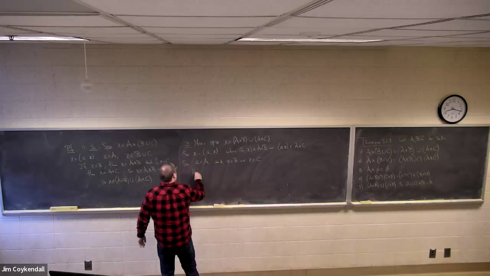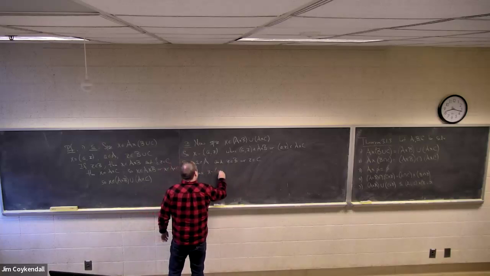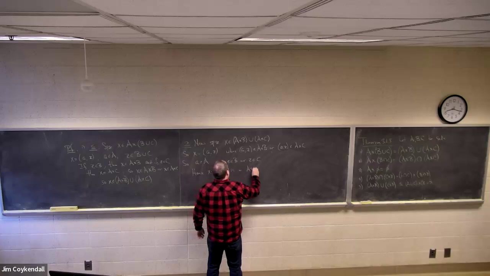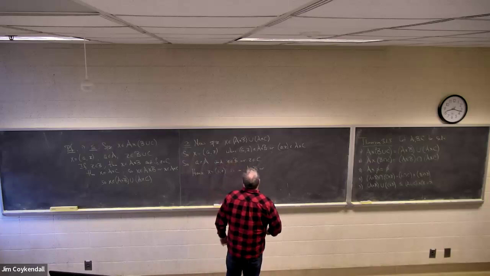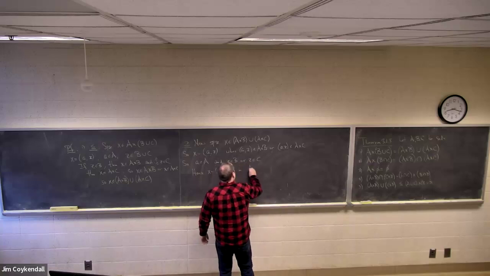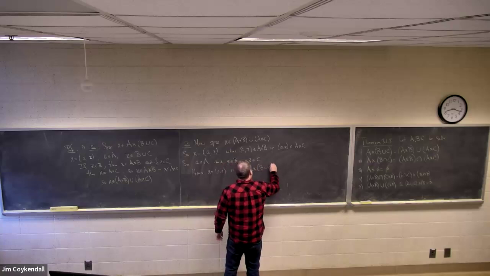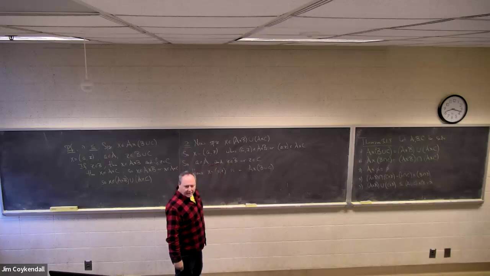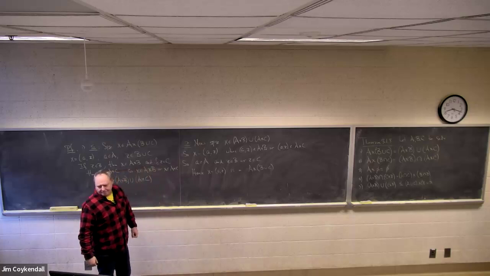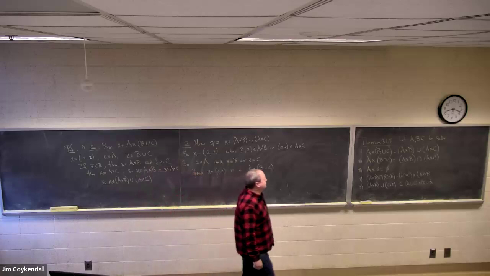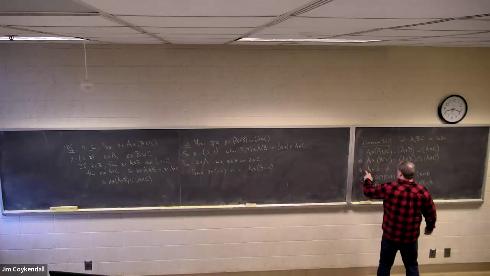Hence, because the first coordinate is in A and the second is in B or C, X is in A cross B union C. Everybody okay with me? Any questions? Okay. Try to do the second and third one.